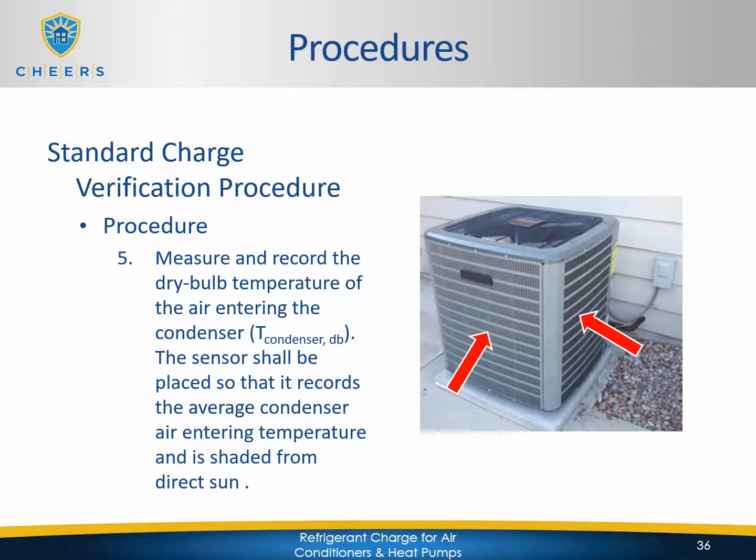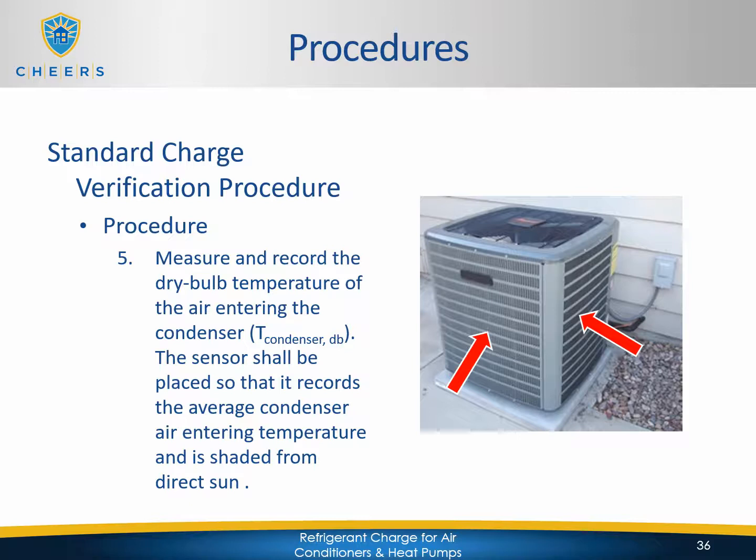But if you are on the sunny side of the house, you'll want to make sure that you get on the side of the condenser that is shaded, or you may need to use your body or clipboard or something to provide shade so that the sun is not shining directly on your temperature sensor. And you'll take an average of all three or four sides of that condenser to find what the average temperature of the air is that's entering that condensing coil at the condenser itself.